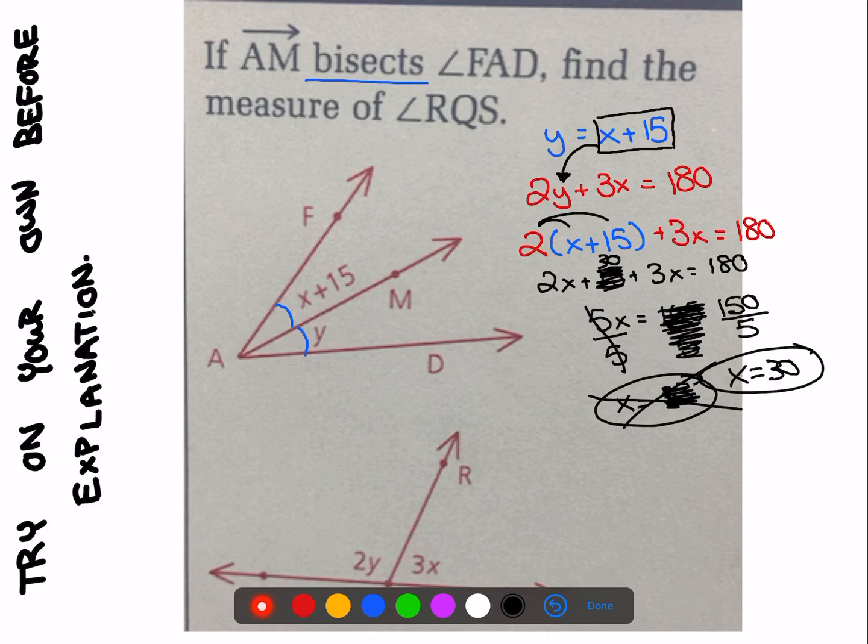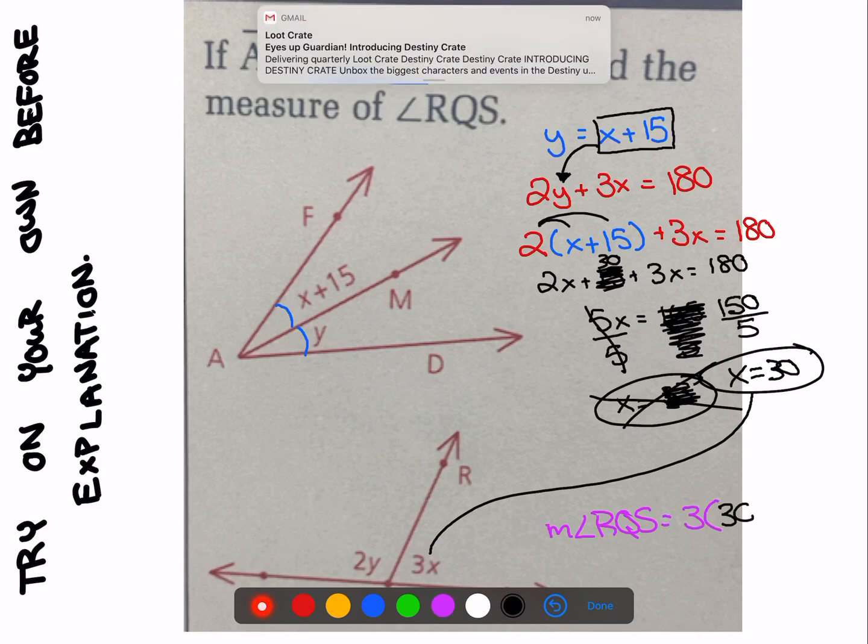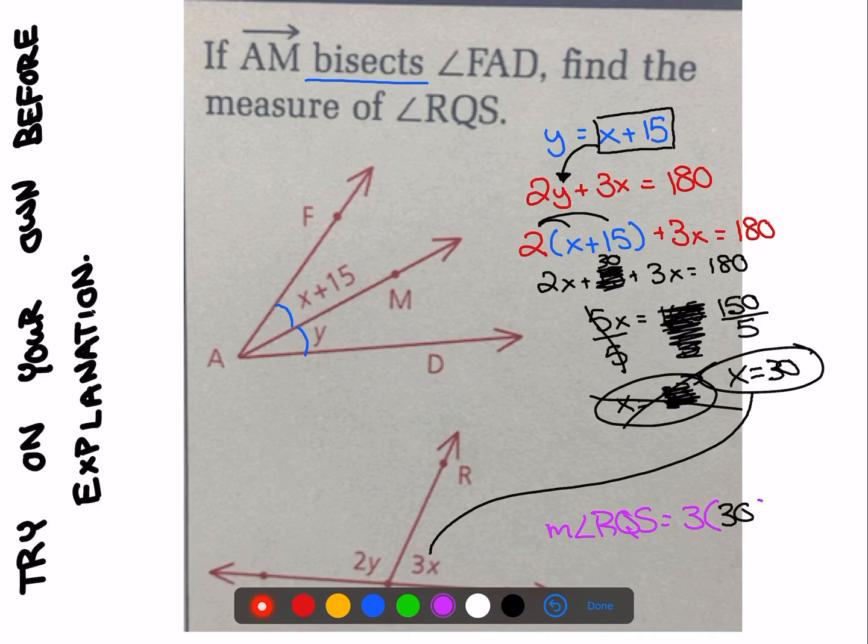From here, I need to go ahead and find out what the measure of angle RQS is. And to do that, I'm going to take this 30 and plug it in for x. So I now have the measure of angle RQS. That's kind of hard to see, isn't it? Let's switch it. The measure of angle RQS is equal to 3 times 30, which will give us 90 degrees.